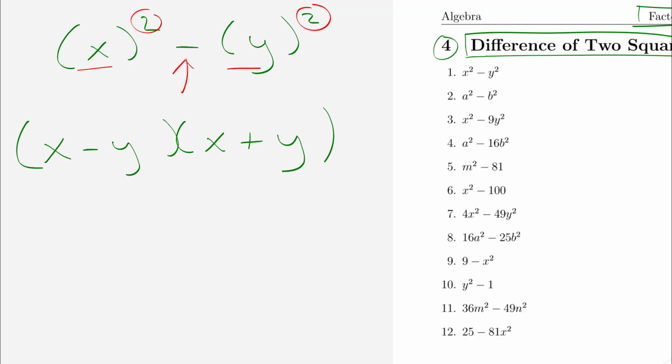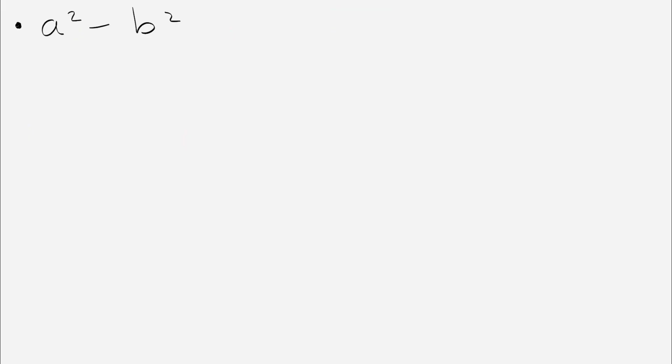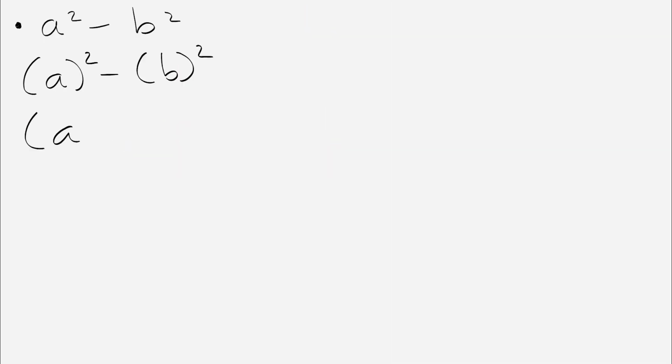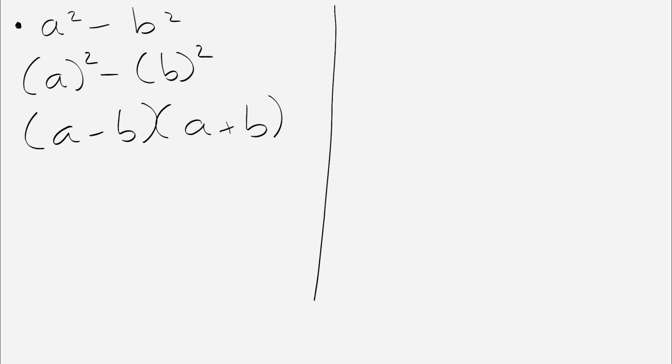So we're going to go through a bunch of examples here. If I have something like a squared minus b squared, we can say that that's a to be squared minus b to be squared. And then using the rule that I have here, we can call that a minus b, a plus b. Fairly straightforward. Let's have another look at another example here.